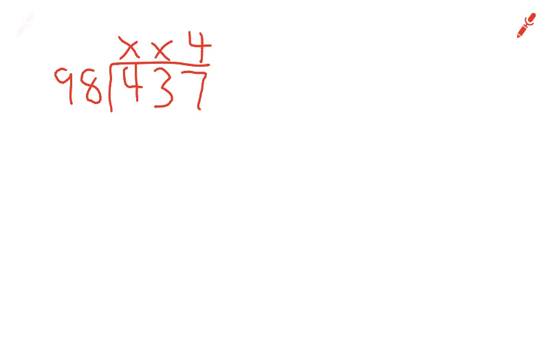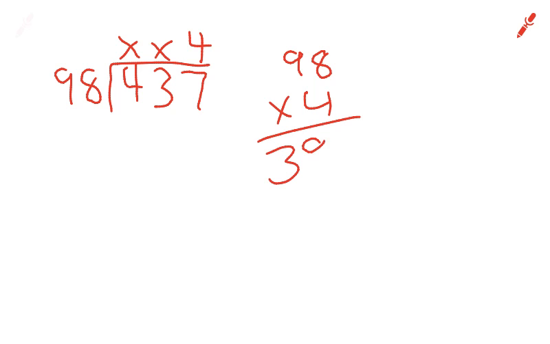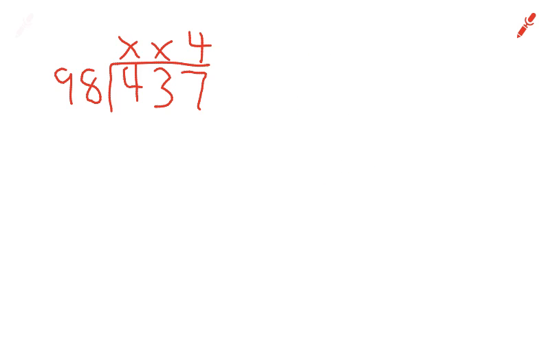Now when we multiply, don't do the 4 times 100. Don't do that. Do 4 times our 98. The 100 was only for estimating. 98 times 4. When you do that, you get 392. So we put that below here.